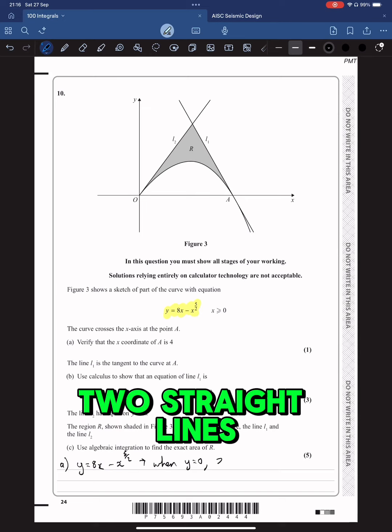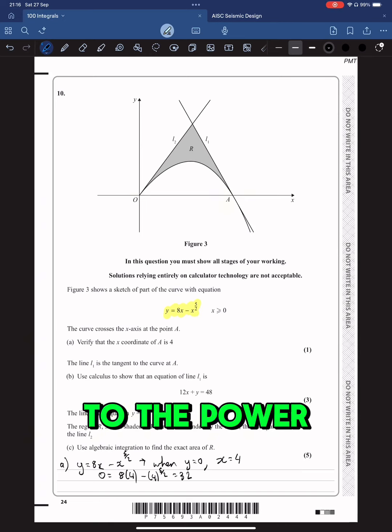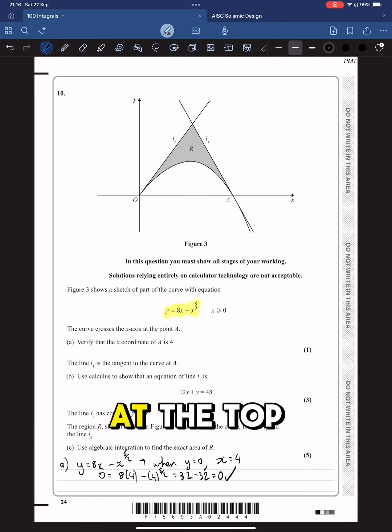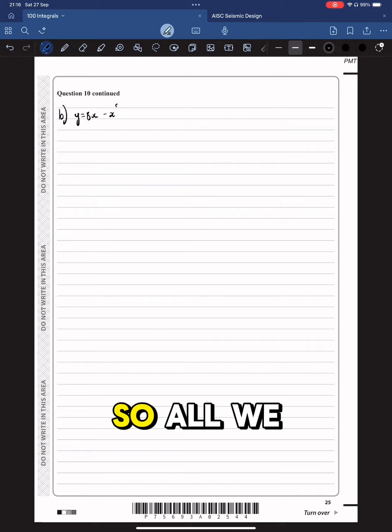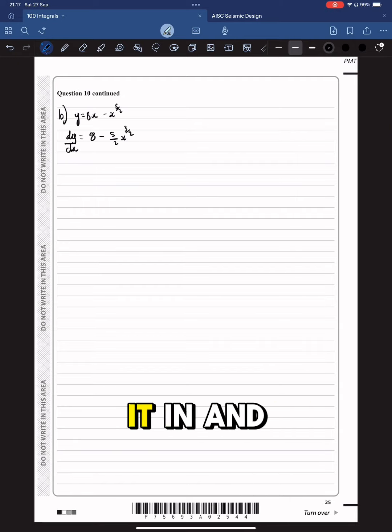So we've got two straight lines and a curve with the equation y = 8x - x^(5/2). They all intersect at the point at the top, and you need to find the area. So all we have to do first is prove that a is 4, which is pretty easy. We just sub it in.